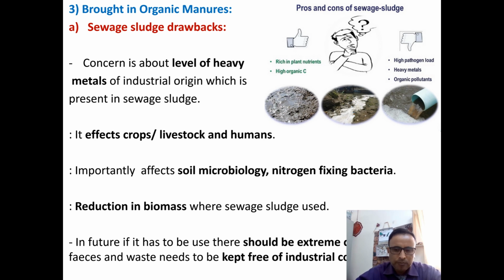So if we are talking about brought-in organic manures, we should be extremely careful in separating the household human waste from the industrial waste. If we can separate these two, household waste from industrial waste, then this sewage sludge, this brought-in organic manure, can be an applicable option to generate manure.